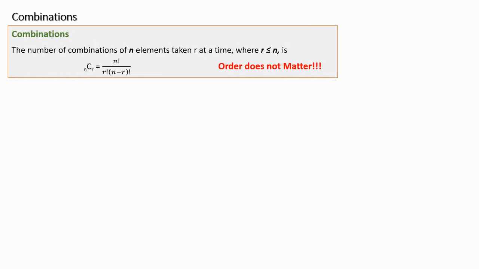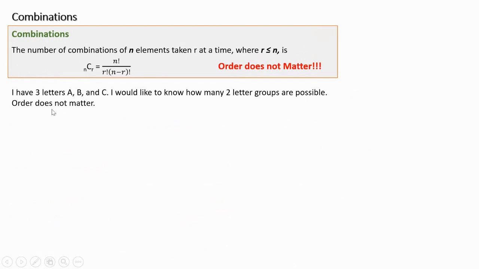Now combinations, okay? Let me show you the difference between combinations and permutations. So we have the same scenario, right? I have 3 letters, A, B, and C. I would like to know how many 2-letter groups are possible. Order does not matter here, guys. Again, order does not matter. And here's my formula. But let me show you a visual about that. It can be AB, it can be AC, and it can be BC because AB and BA are the same, right? Because order does not matter. So the answer is 3.